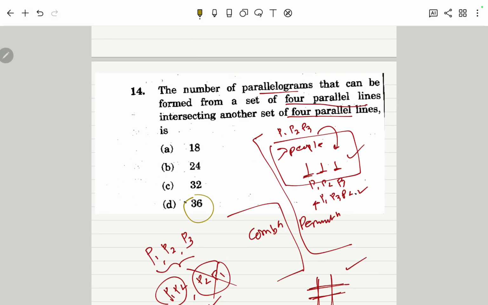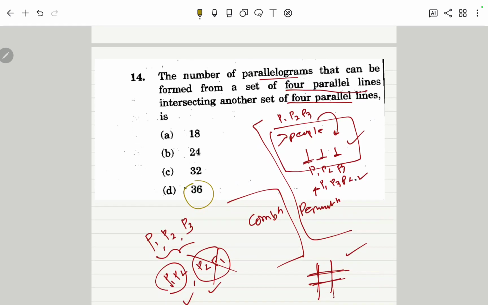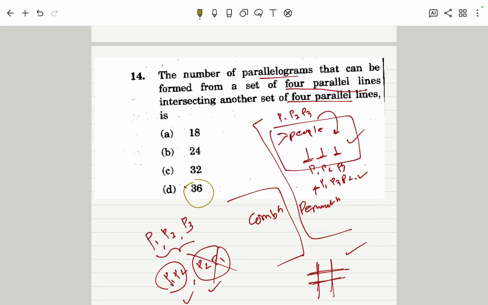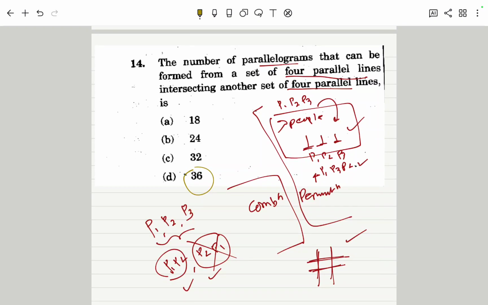Remember, this is a very important problem, but apart from the problem, the concept is very important. The way combination is being used to calculate the number of parallelograms, there are a lot of questions based upon combination, and this is one of them. I hope you understand how the concept can be utilized, and hope you will be able to solve other problems as well. All the best.